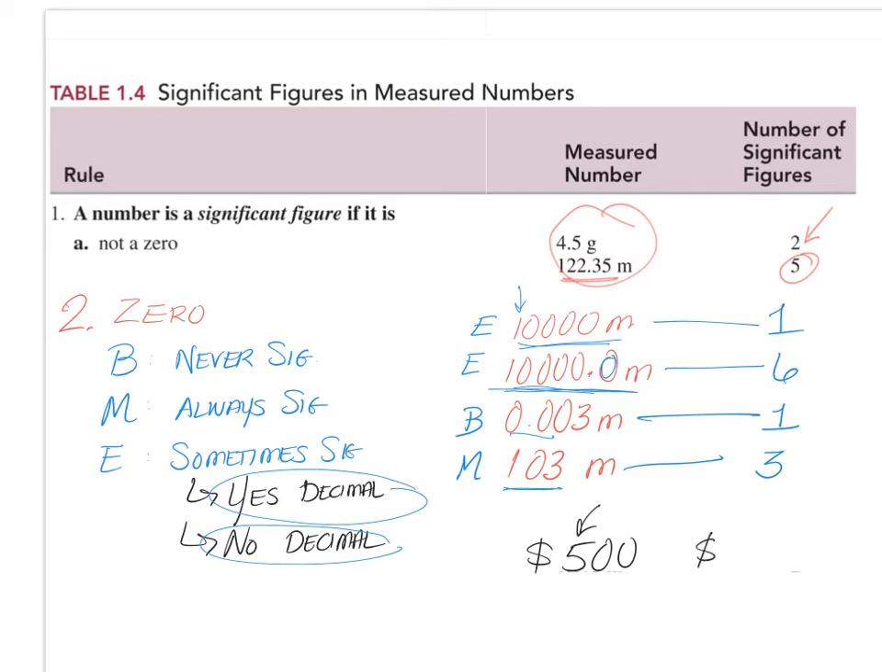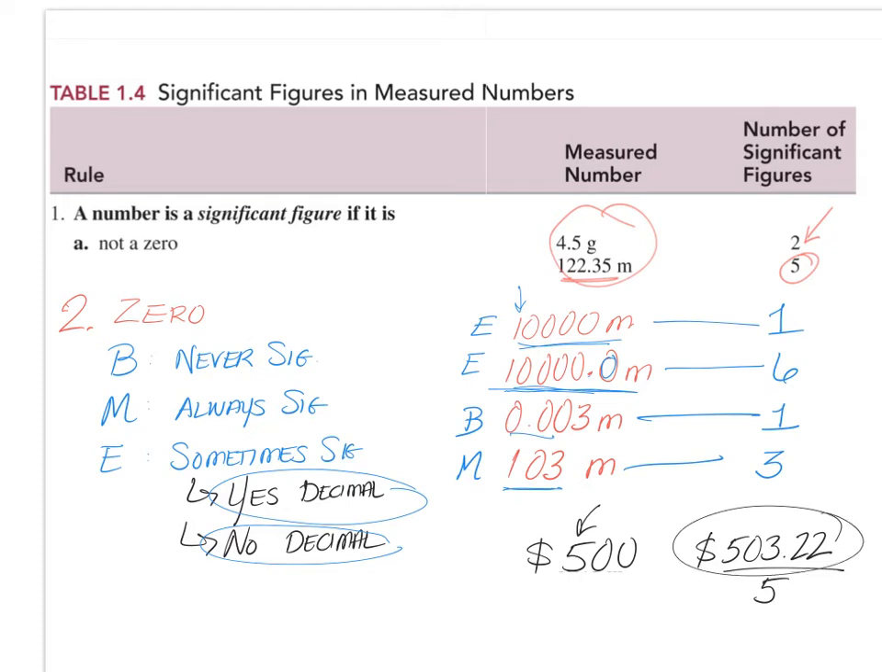But if you told me you had $503.22, guess what? Now all 5 digits are significant. Why? Because you've used a tool recently, like probably the computer, and logged in and looked at your bank account, and you know exactly how much is in there. So all 5 of these are significant.